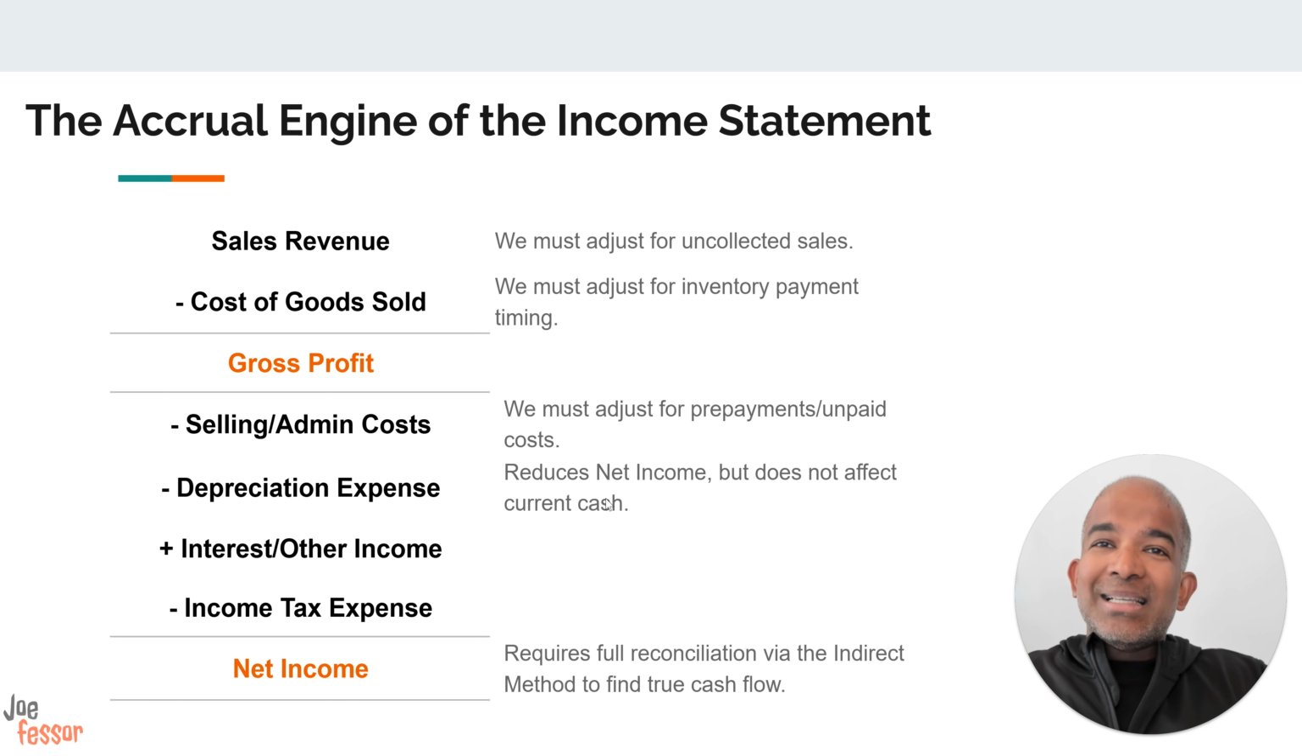Because net income is the summation of all these timing differences and non-cash items, the indirect method is essential to systematically unwind all these accruals and reveal the single correct cash flow figure. Let's now look at the step-by-step procedure to do just that.